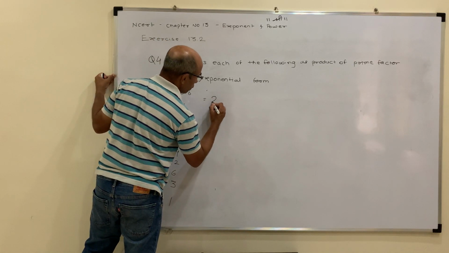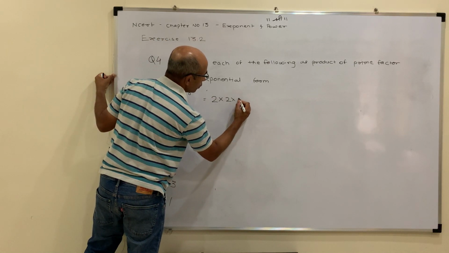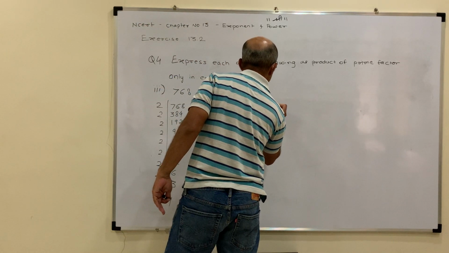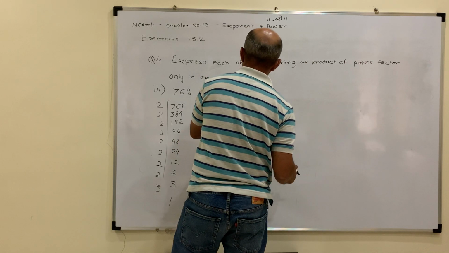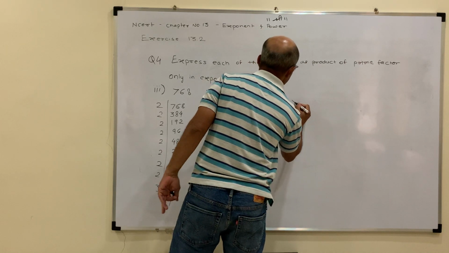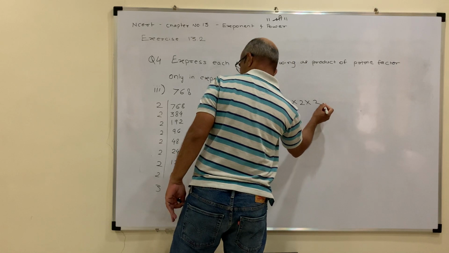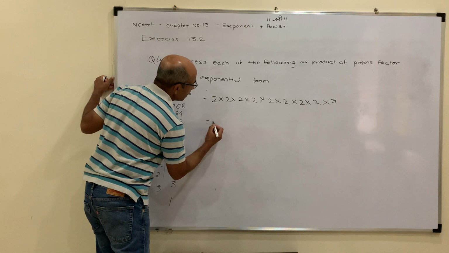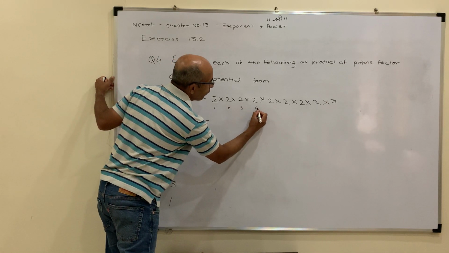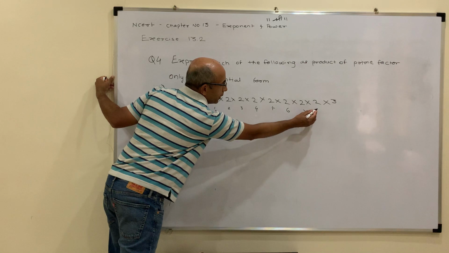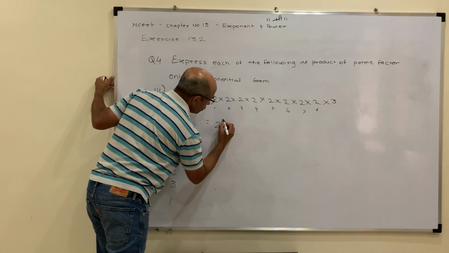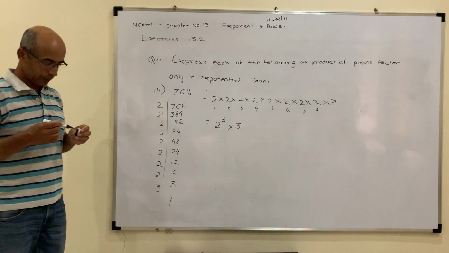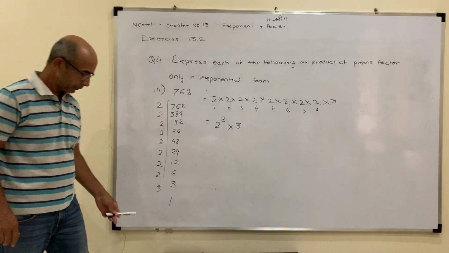So 1, 2, 3, 4, 5, 6, 7, 8: 2 into 2 into 2 into 2 into 2 into 2 into 2 into 2, into 3. So in exponential form I will write 2 raised to 8 into 3. That's it.